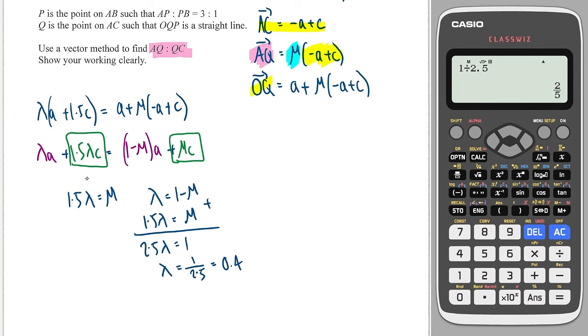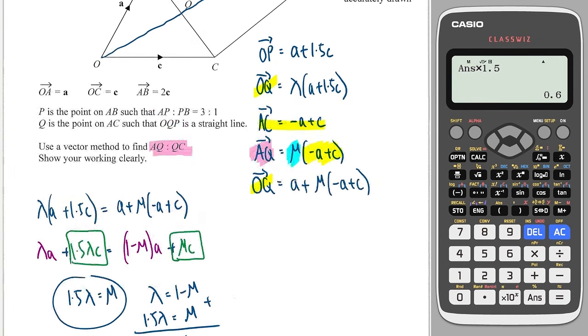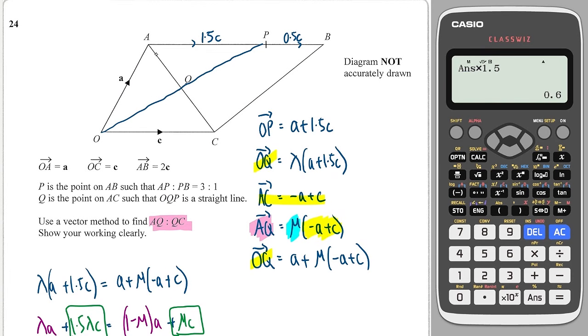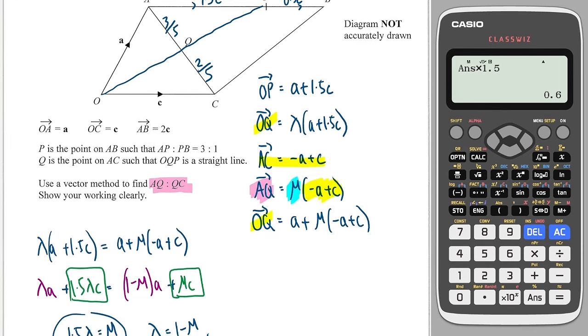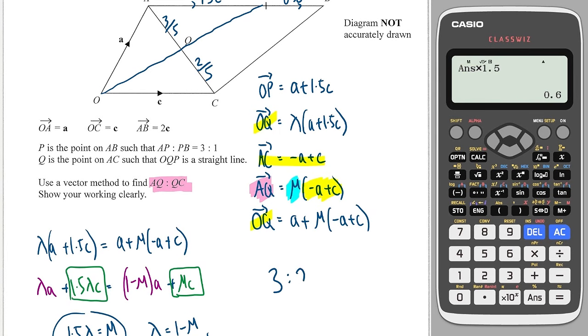Well, by going back into this equation, mu is equal to 1.5 times lambda. So times that by 1.5, and we get 3 over 5, or 0.6, or 3 over 5 might be better actually, because mu was the fraction of A to Q, so that's 3 out of 5, which means this part must be 2 out of 5, which means the ratio must be 3 to 2. Done. Wallop. Bosh.